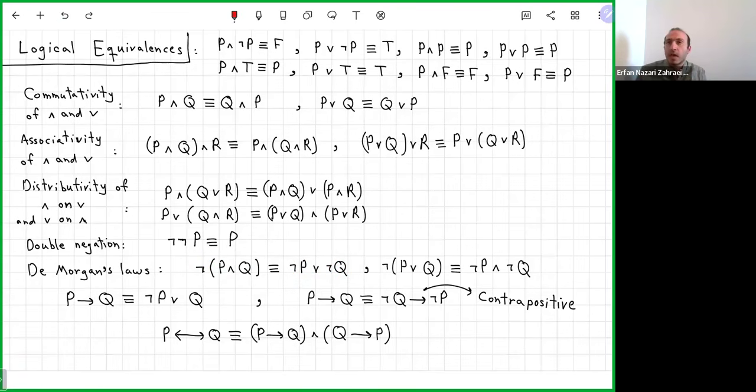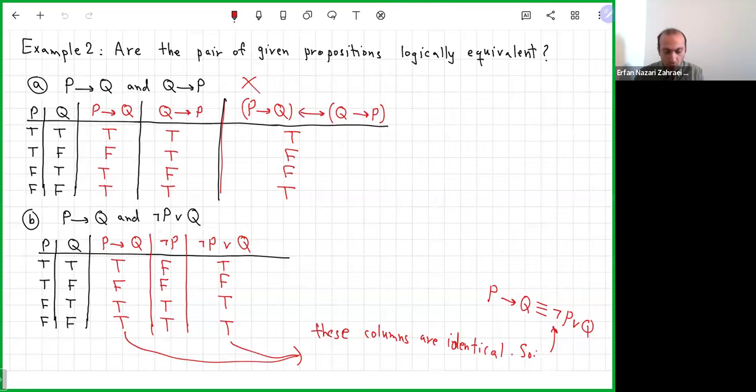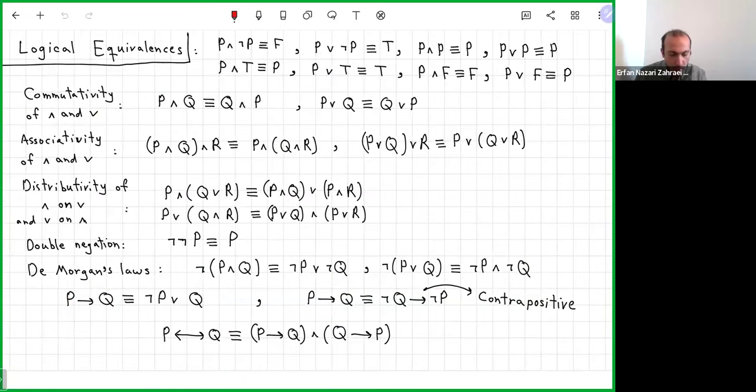And we have a bunch of equivalences for implication. One of them I already proved. This one, that's the one that I proved here. I proved that these are logically equivalent in this example. So P implies Q is logically equivalent to not P or Q. This you need to memorize. It's used a lot, and you need to memorize it.